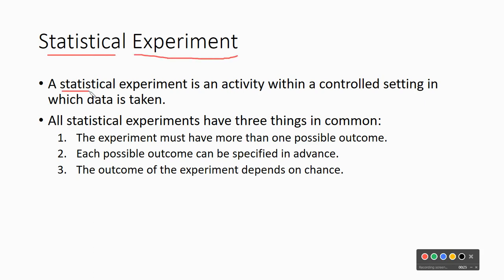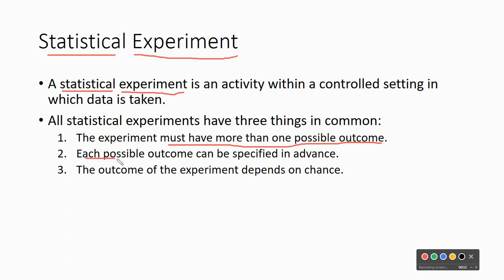A statistical experiment is an activity within a controlled setting in which data is taken. All statistical experiments have three things in common. The experiment must have more than one possible outcome. If only one thing can happen, it's not an experiment.